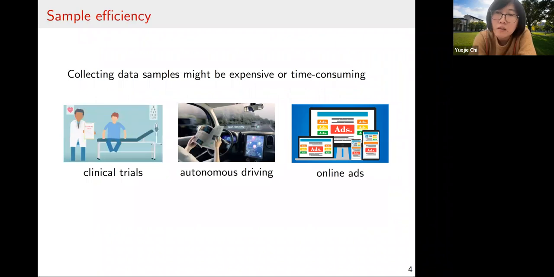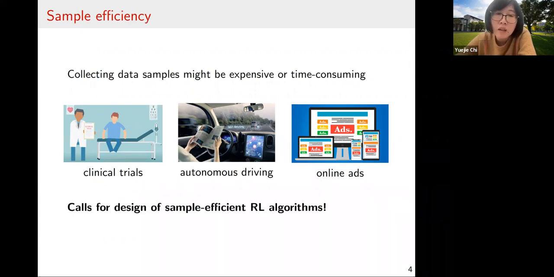In today's talk, I'll be primarily interested in understanding the efficacy of reinforcement learning algorithms. Particularly, I'll be interested in looking at both the sample efficiency and computation efficiency. The reason I'm interested in looking at the sample efficiency is because in a lot of the problems we are dealing with in practice, in scenarios where we think reinforcement learning might be relevant, collecting data samples can be very expensive or time-consuming. So we really want to have reinforcement learning algorithms that can be sample efficient, that can learn a good policy using as few samples as possible.